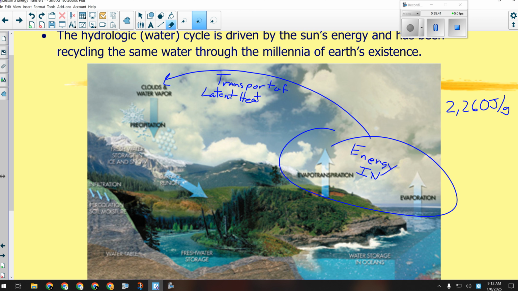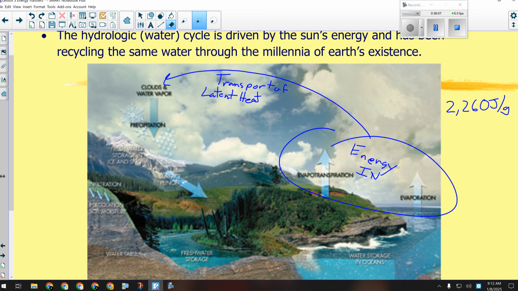Latent heat is the energy stored in water because of its state. Ice has no latent heat. It can't turn into anything else. Liquid water has some latent heat because it could freeze into ice, which is a lower energy state. Steam, water vapor, has the most latent heat because it can condense and freeze.